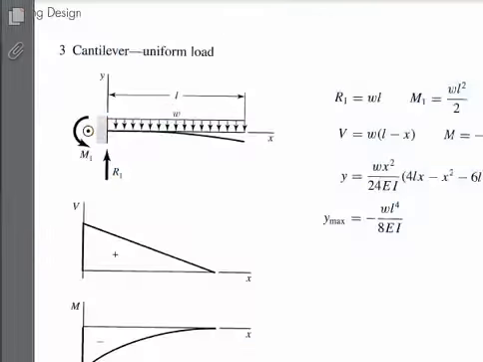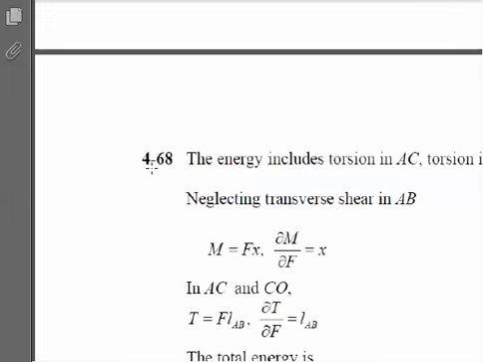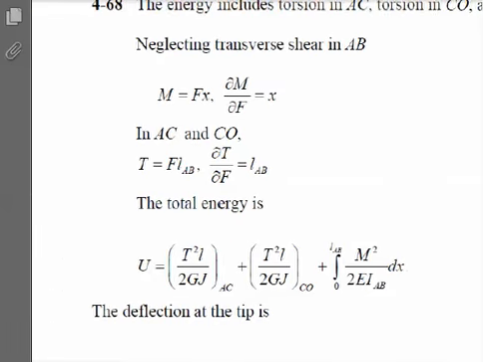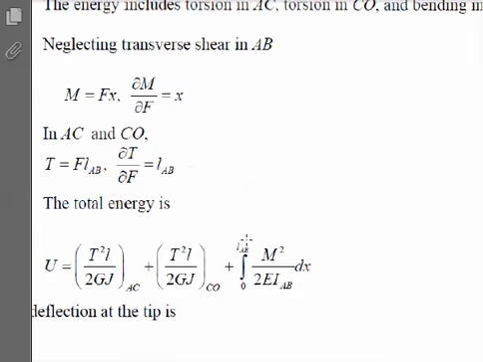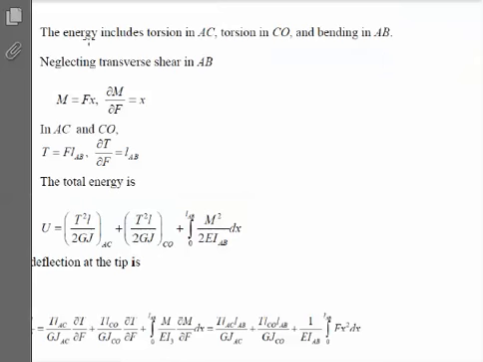And so going to the solution, scrolling down, problem number 68, and let me scroll over a bit. I'm going to zoom out just a touch, I think you'll still be able to read it. It says the energy includes torsion in section AC and torsion in section CO, the big section, the small section, and bending in section AB. We're going to neglect any transverse shear.